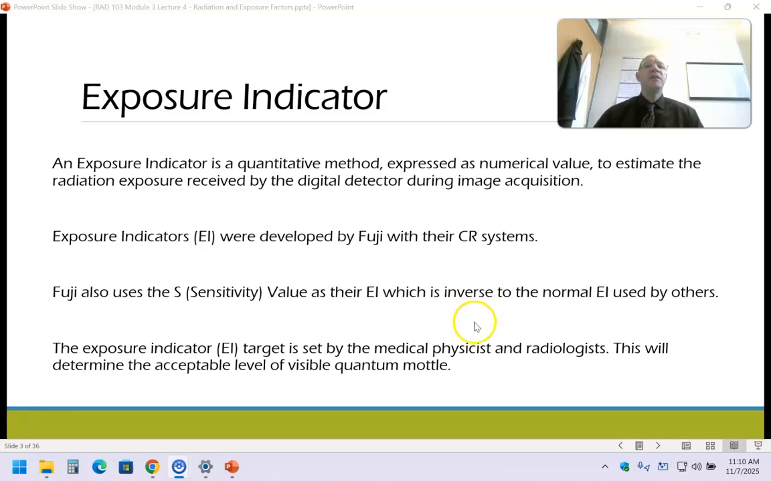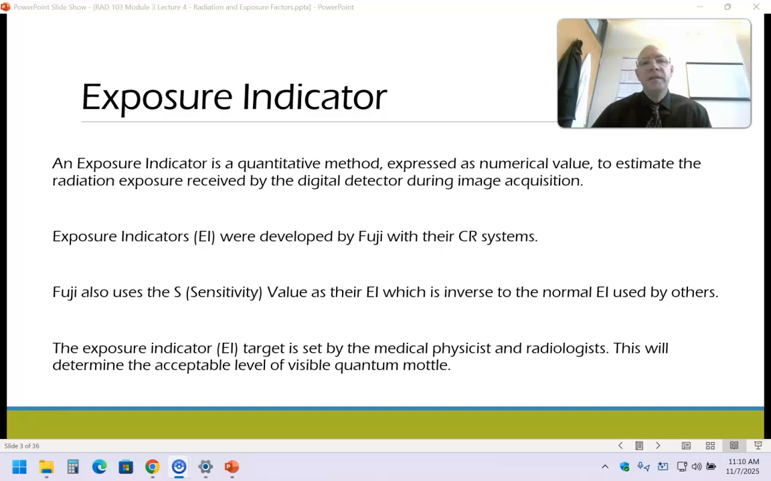The definition of an exposure indicator is a quantitative method expressed as a numerical value to estimate the radiation exposure received by the digital detector of the image acquisition. It's not the exposure to the patient, although they are getting exposed more or less depending on your technique. The exposure indicator is how much X-ray actually hit the plate, not necessarily the patient.